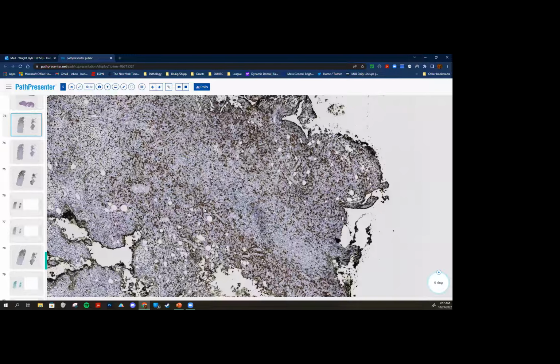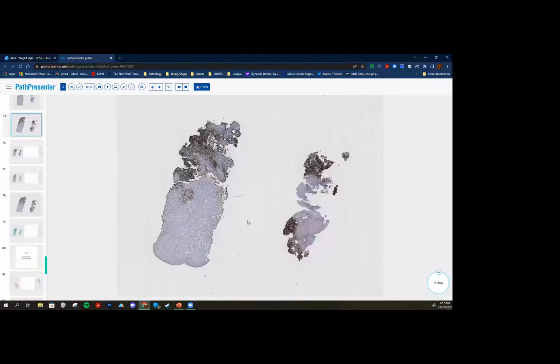Yeah, now you're moving. So this is CD30, certainly strong and positive in a subset of these cells. Granzyme B, there is some cytotoxicity to these cells.